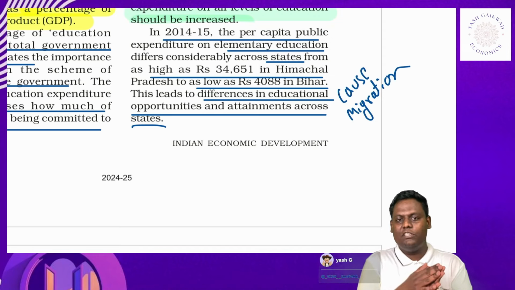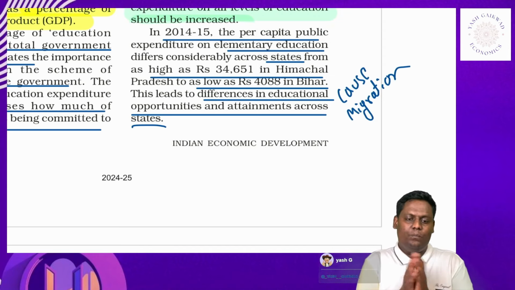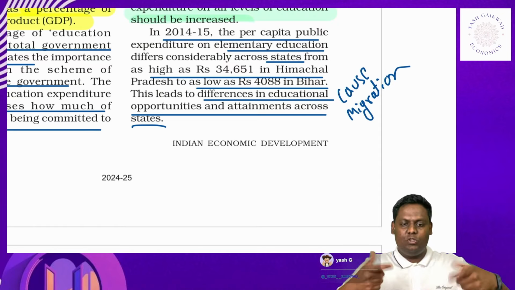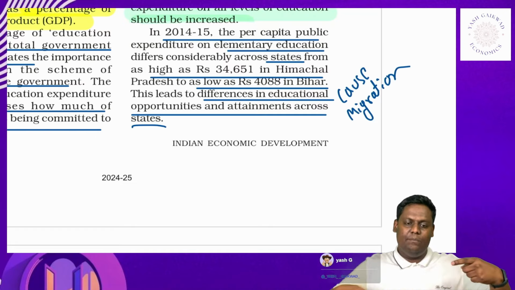As a result, the population will move towards different states and metro cities where the expenditure on education is higher, because in those places the human capital would be more productive. As a result, they will turn into job creators, seeking more goods and services, and thereby creating employment.